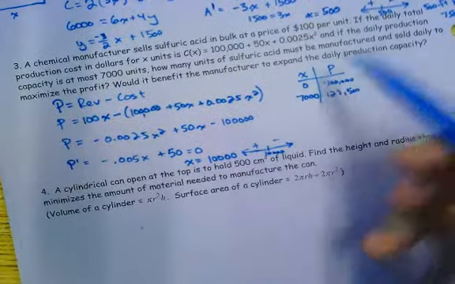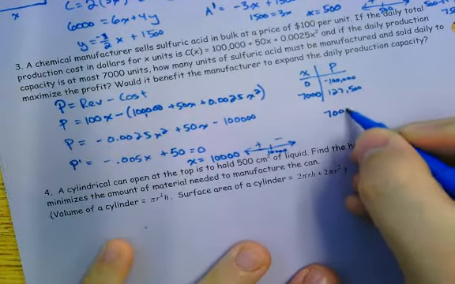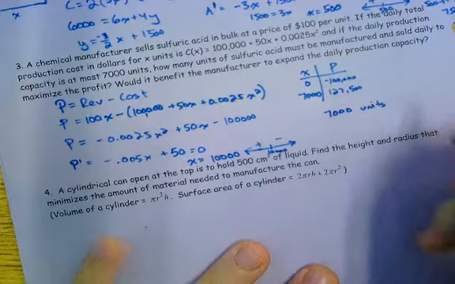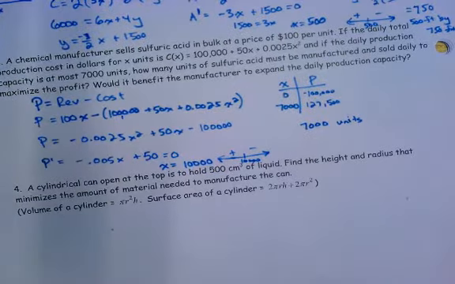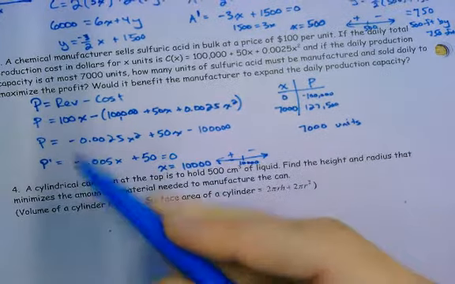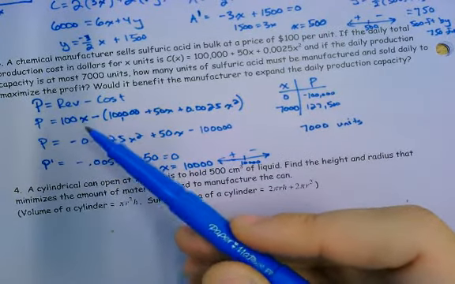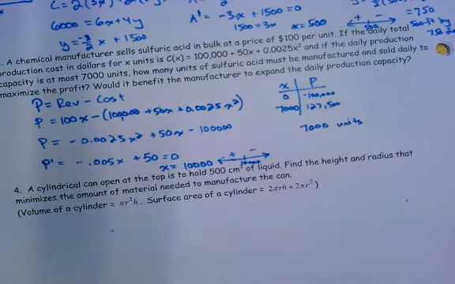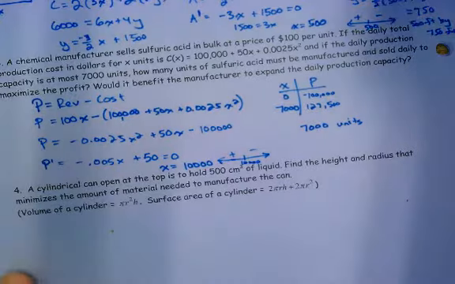So to answer the question here, what's the maximum? 7,000 units. What's the next question say? When you plug this back in, trust me, you plug this back into the formula, you get the number you get. Okay, so would it benefit them to expand the daily production capacity? Yes, what should they expand it to? 10,000. Why would they expand it to 10,000? Make it their max.